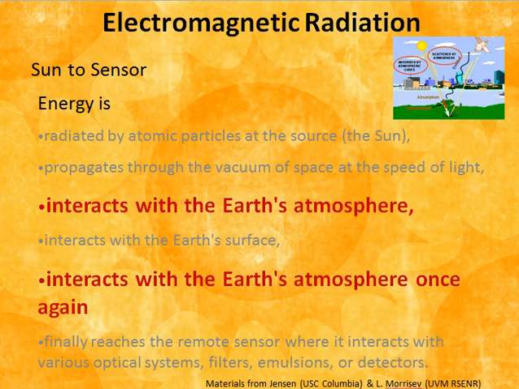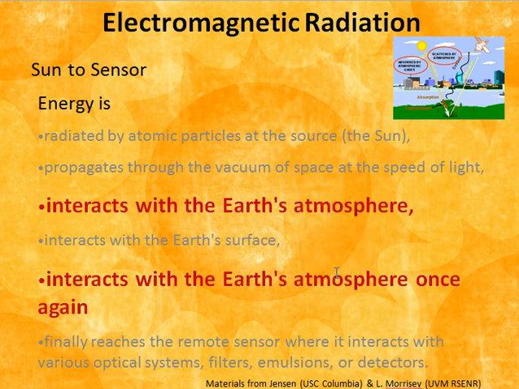Last week we spent time talking about electromagnetic radiation, and we focused on how it's created at the sun, and then also how it interacts with the Earth's surface features. But we haven't yet talked about what happens in between those two.